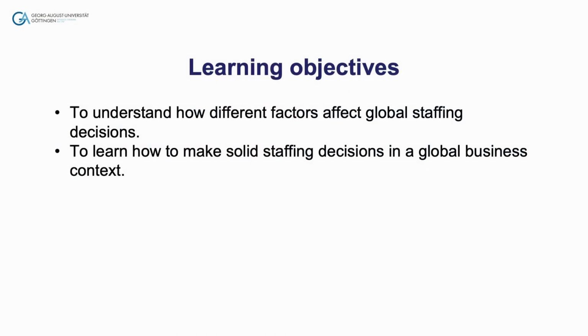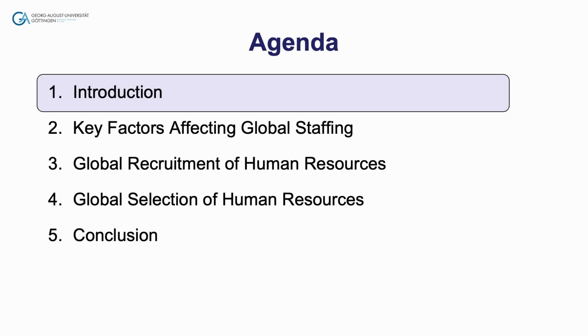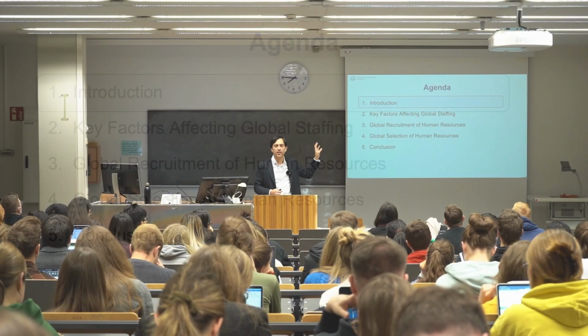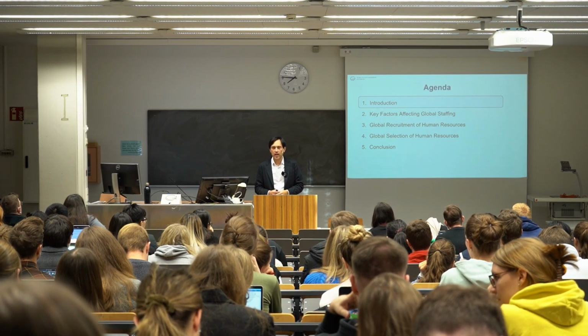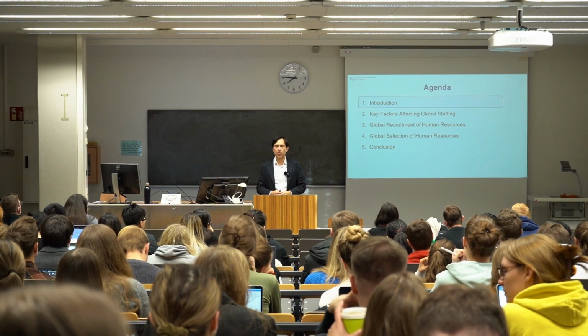Some of the key learning objectives today would be to understand how different factors affect global staffing decisions, and then also to learn how to make good staffing decisions in the global business context. I've divided that into 4 different subsections. First, an introduction, also some links to prior lectures. Then we'll talk about key factors affecting global staffing. Then we talk about global recruitment, so one aspect of staffing. And then the second part, which is considered part of recruitment, would be selection, how to select the candidates for specific jobs.